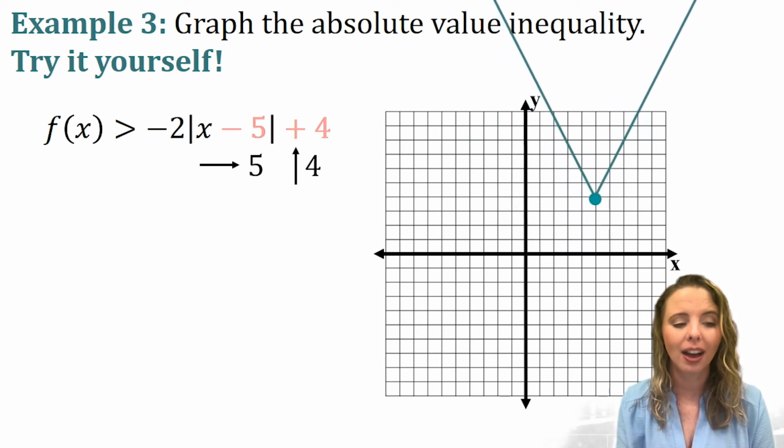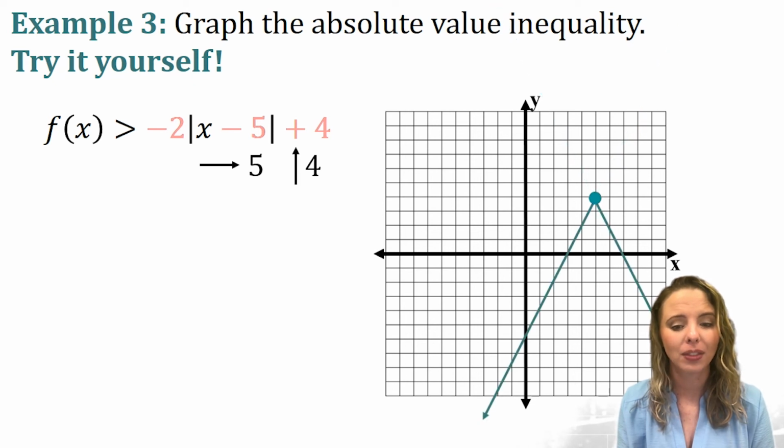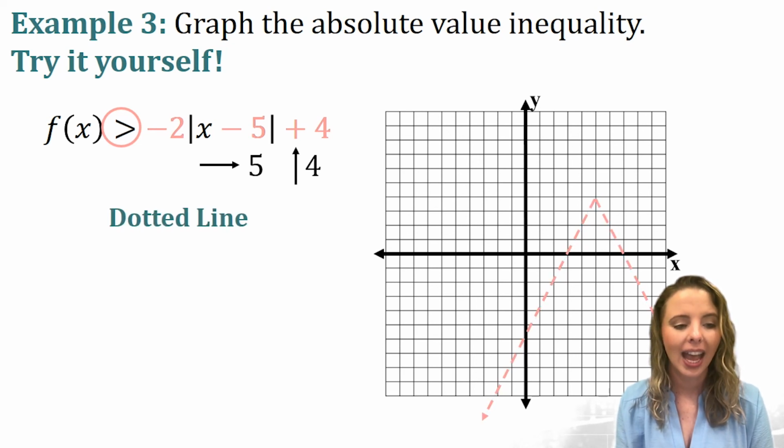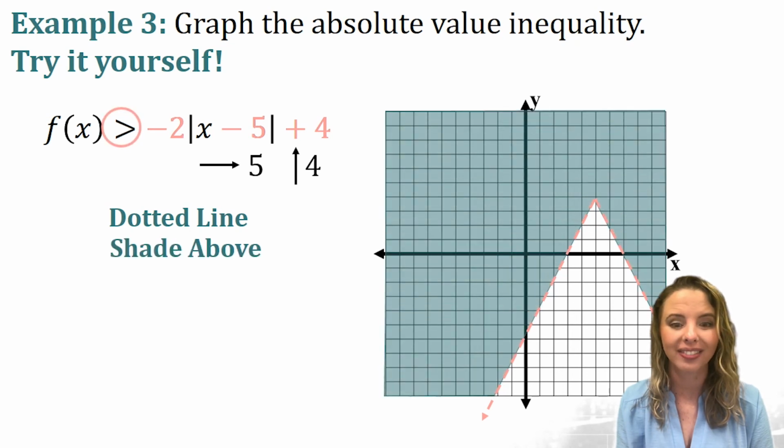We also know because it was a negative 2 that we need to flip down. So we're going to take away that top part. We flipped it down because it was a negative. Now, with our inequality sign, this is greater than. It's not equal to, so we know we need a dotted line. And because it's greater than, we also know that we need to shade above, which is what we've done here.